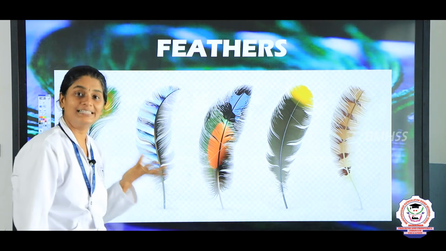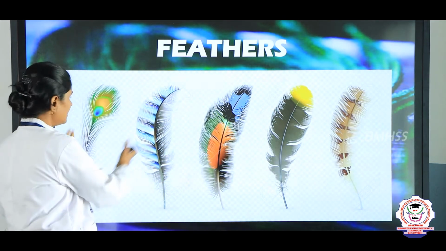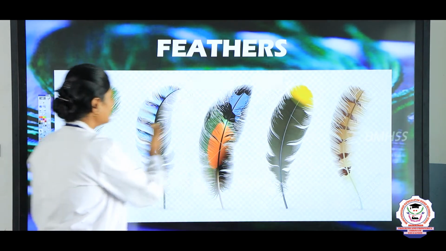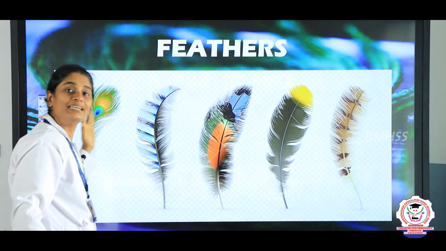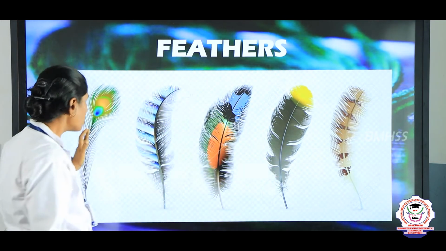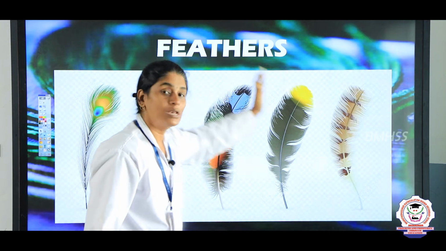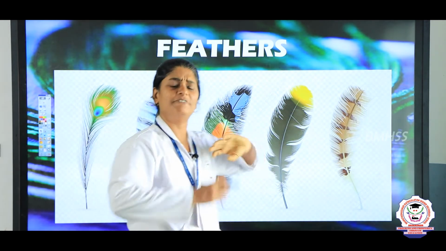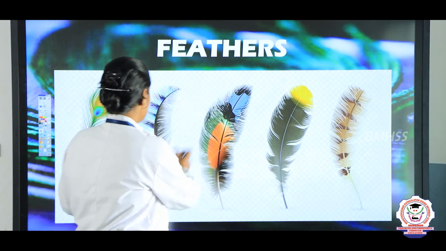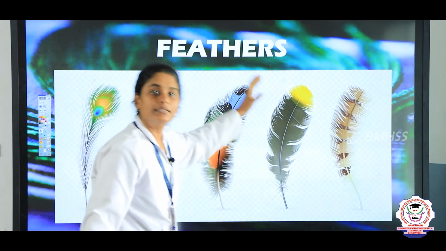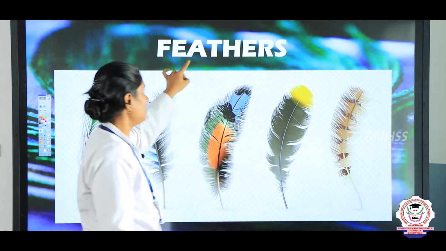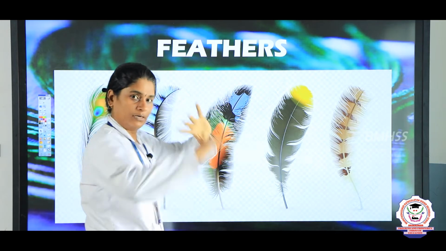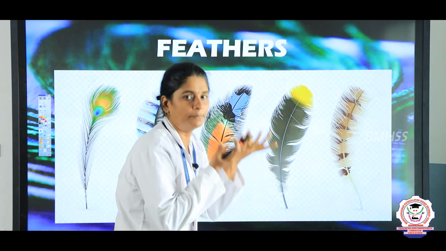Feathers means iragugal, they will say, right? We can see different shapes of feathers, different sizes and different colors. Of course peacock will have a different color, dove will have a different color, and cuckoo will have a different color. So we can see birds with different colors, right? And this iragugal in English is called feathers, F-E-A-T-H-E-R-S. Feathers cover the whole body of the bird, right?